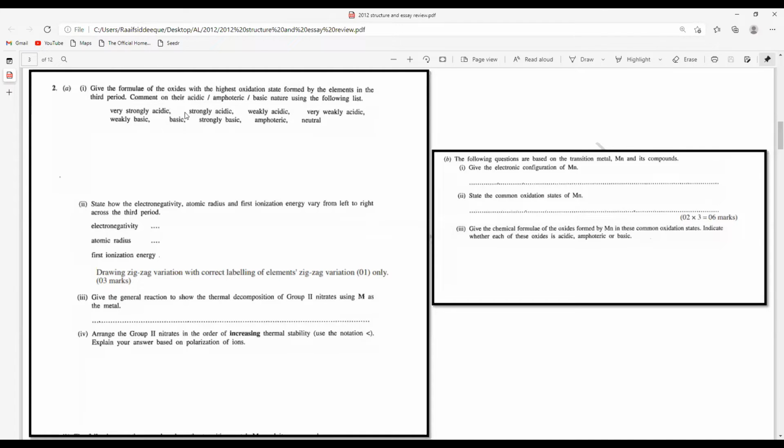So you have to give comments about the oxides. That is one question. The second one asks how electronegativity, atomic radius and ionization energy change from left to right. I have an important comment here that I took from the evaluation report. Some students might draw the zigzag variation that we discussed last time. In that case, they were given only one mark, because it is important to show the variation using inequality marks for the first ionization energy curve.